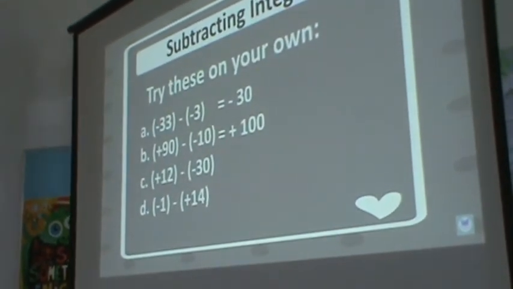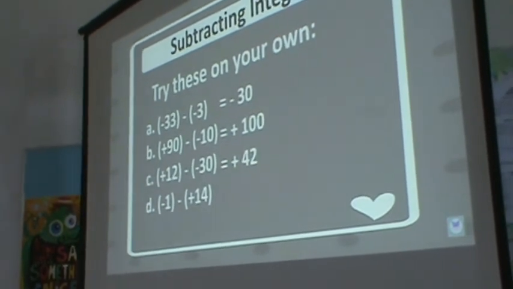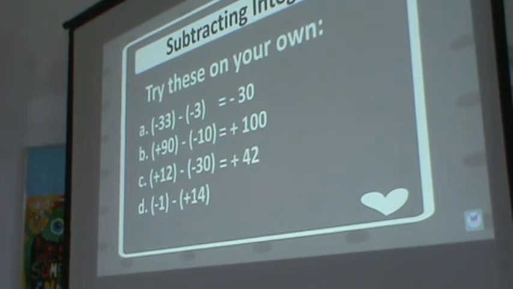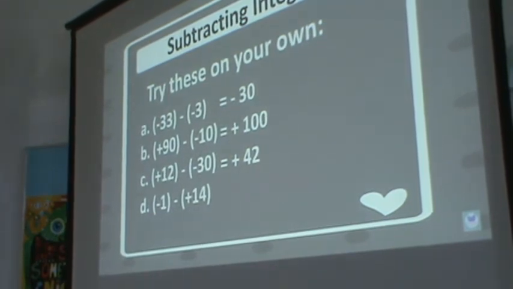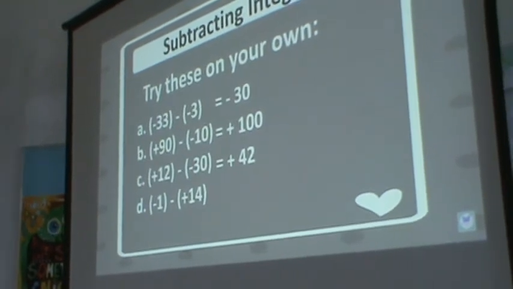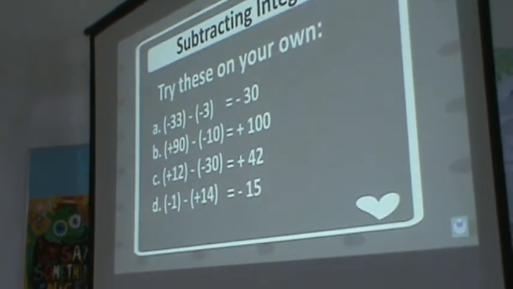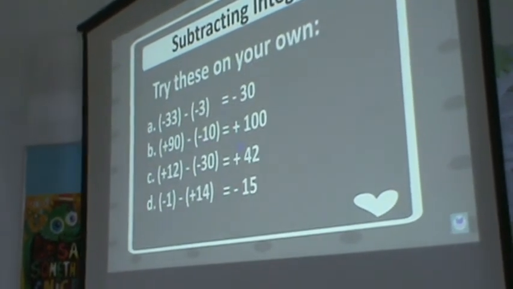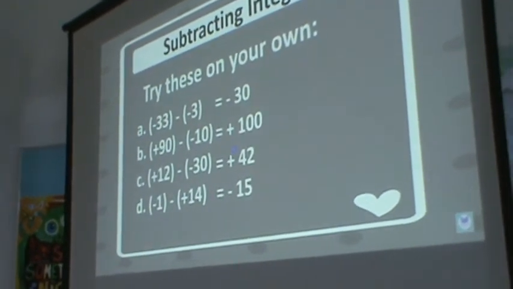Okay, let's check number 3. Next one would be I have 12 and I have 30. Raise your hand if it's correct. So 42, again positive. You don't need to write the plus sign. The last example, I owe 1 and you'll be owing 14. It gives you a total of 15. Is it correct? Okay, very good. I hope that makes sense to you guys.